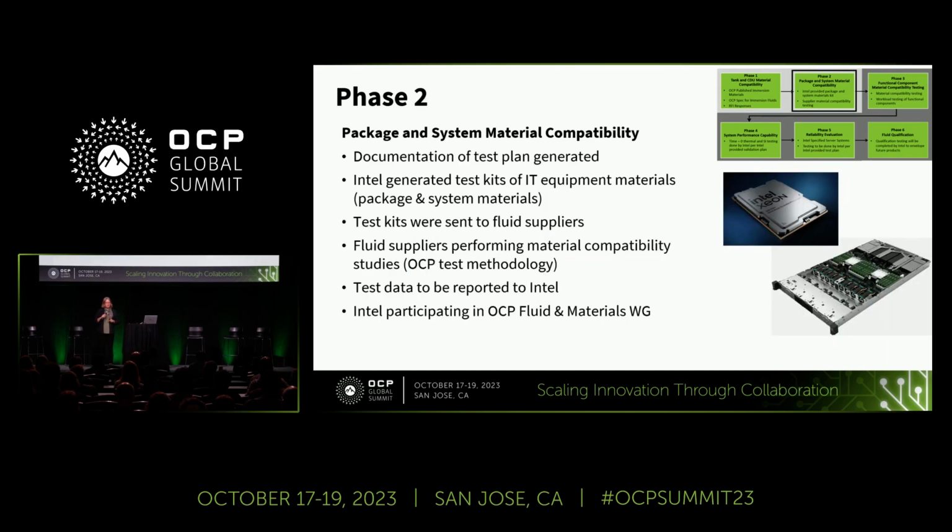Phase 2, which we're currently in, is where it comes into the package and system material compatibility. We have generated the documentation for the test plan, and we also generated a bag of parts, a kit of different materials that are used on the IT equipment, that we sent out to the fluid suppliers. The fluid suppliers are currently performing material compatibility testing on this test kit using the OCP test methodology, also available in the previously mentioned document. And the test data will be reported back to Intel.